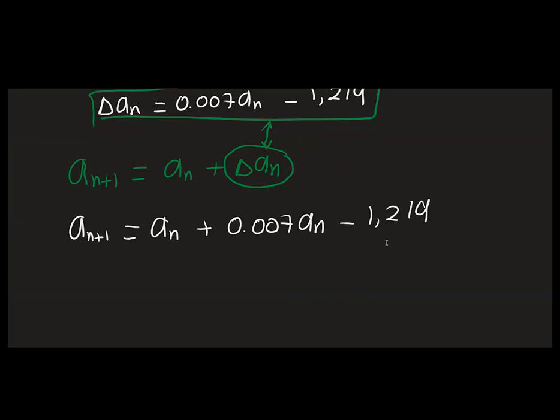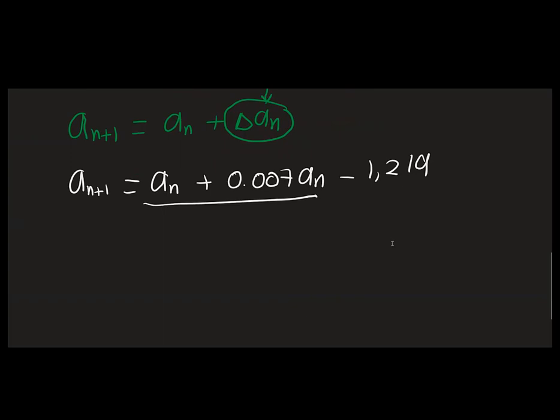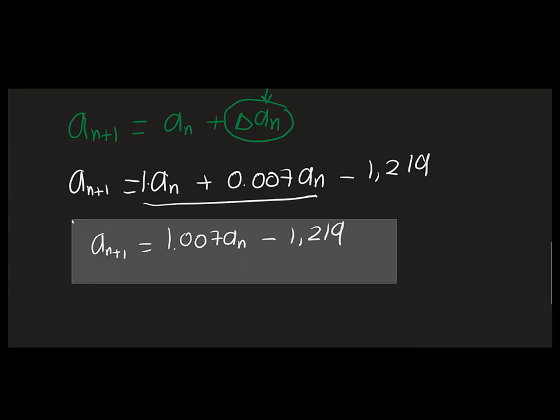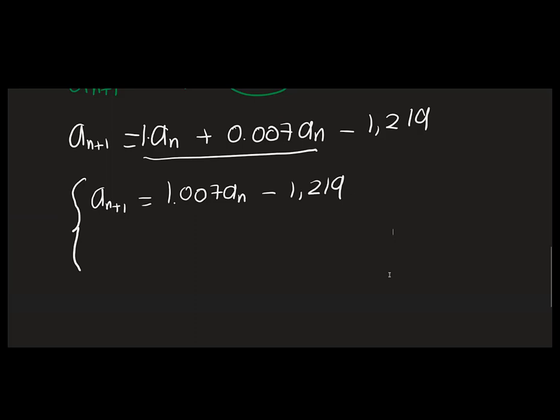And we just have to simplify now. Look at the common terms here. So I have a 1 times the an. So this is going to give us an plus 1 equals to 1.007 of an minus 1,219. And this will be our recurrence formula here. So to complete the difference equation, let's look at the initial value here. So 160,000. So this will be here our difference equation for what we have so far.